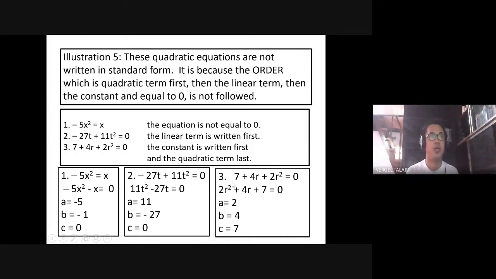How about number 3? Since in number 3 the constant is written first, then the quadratic term is last, this is not in standard form. So just rearrange this. Again, you don't need to change the sign because it is already on one side. So we have 2r squared plus 4r plus 7. So our a is 2, our b is 4, our c is 7.